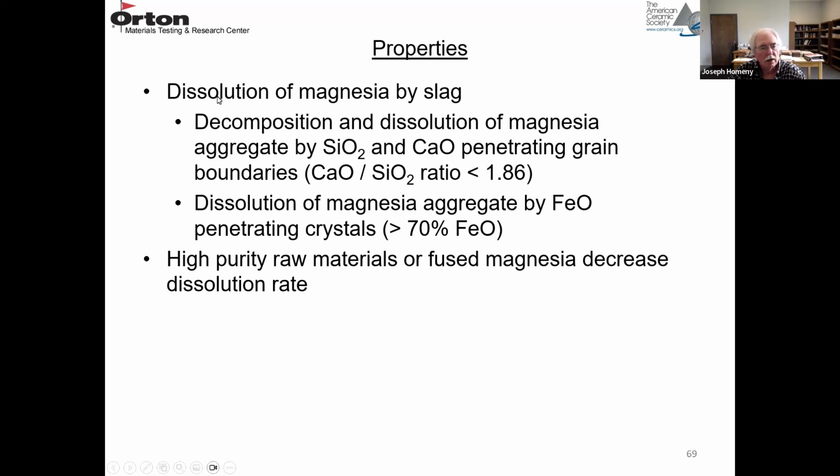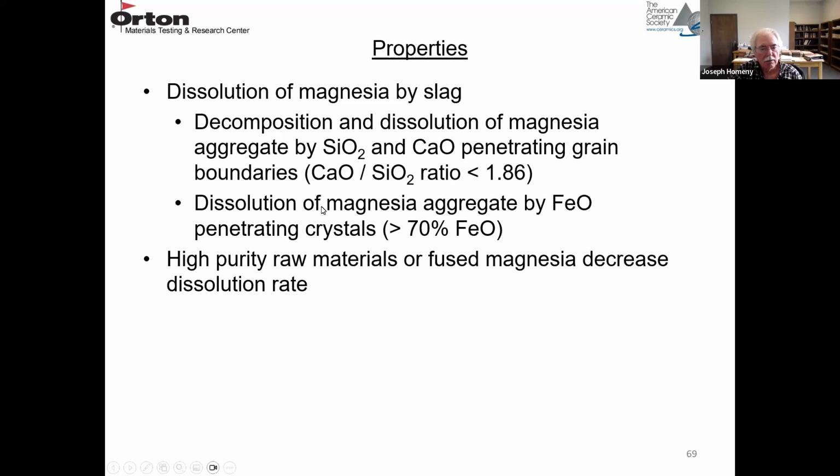So for the corrosion of the magnesia by the slag, the dissolution of magnesia, the slag is a basic slag. It's high in lime, so lime is present, and then silica is also present. So the slag penetrates the grain boundaries. And when we talked about MgO, we wanted a high lime to silica ratio. But if the ratio is less than 1.86, you can have corrosion starting in the grain boundary regions.